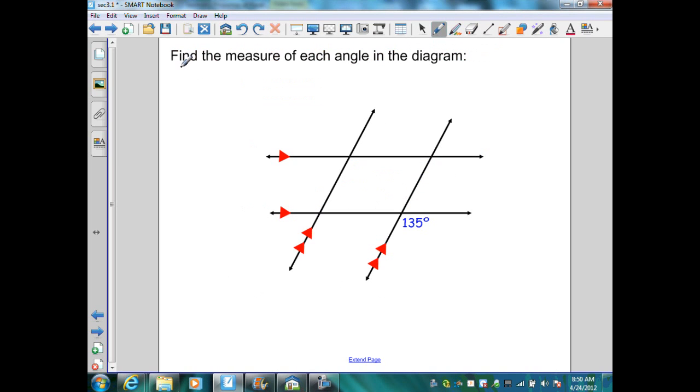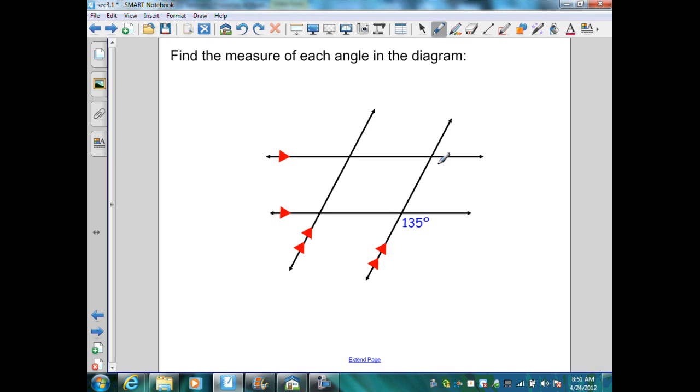In this example, they want me to find the measure of each angle in the diagram. Here I have a pair of parallel lines and I have two lines intersecting them. These two lines are transversals to these two parallel lines. These two lines are also parallel, and they have transversals intersecting them. Therefore, I'm creating same side interior, alternate exterior, alternate interior, and corresponding angles.